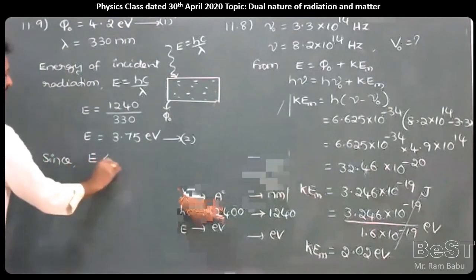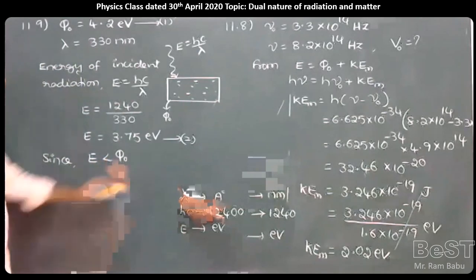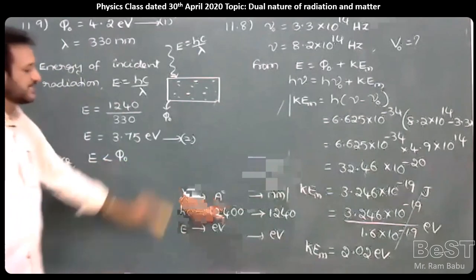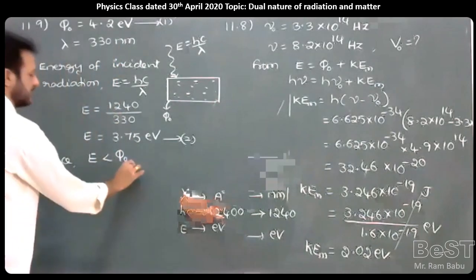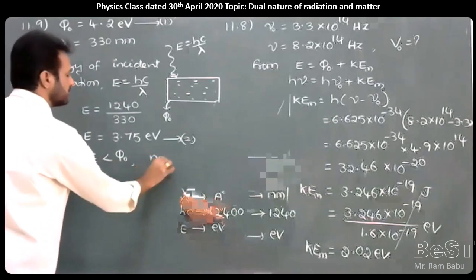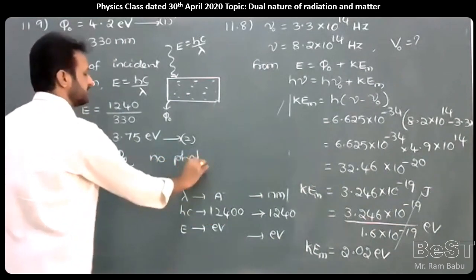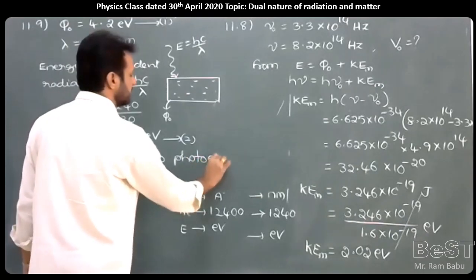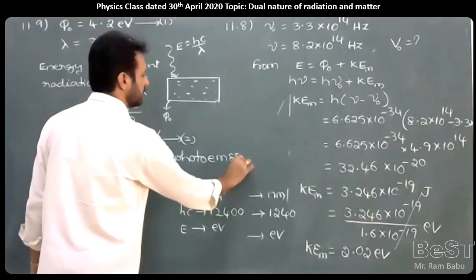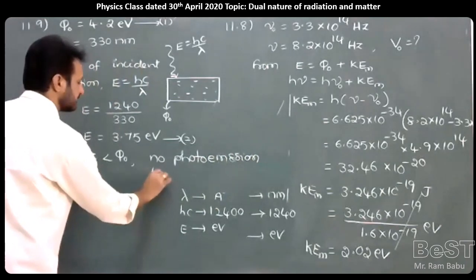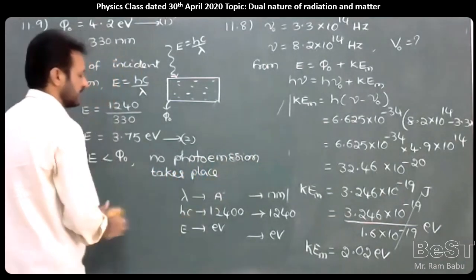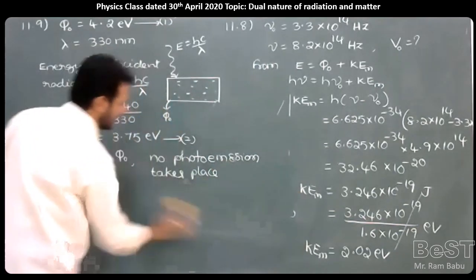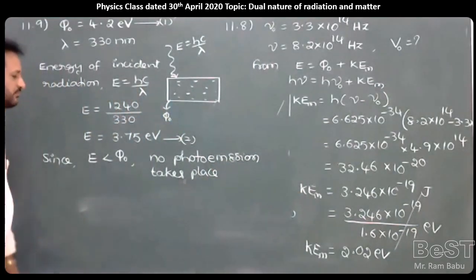Since E is less than phi naught, the energy of the incident radiation is less than the work function of the metal, E less than phi naught, no photo emission takes place, or no photoelectrons are emitted from the metal surface. No photo emission takes place.